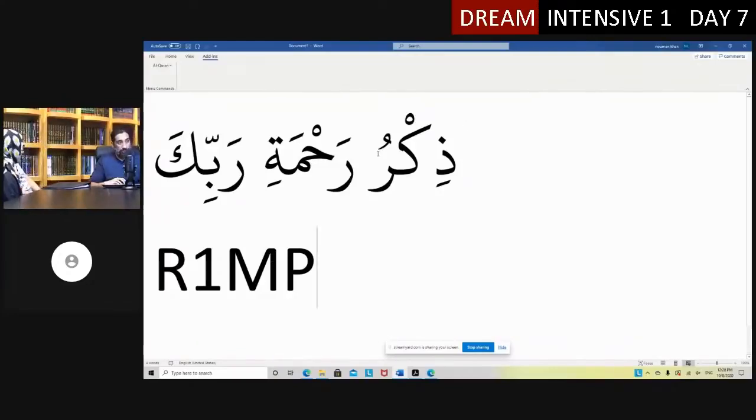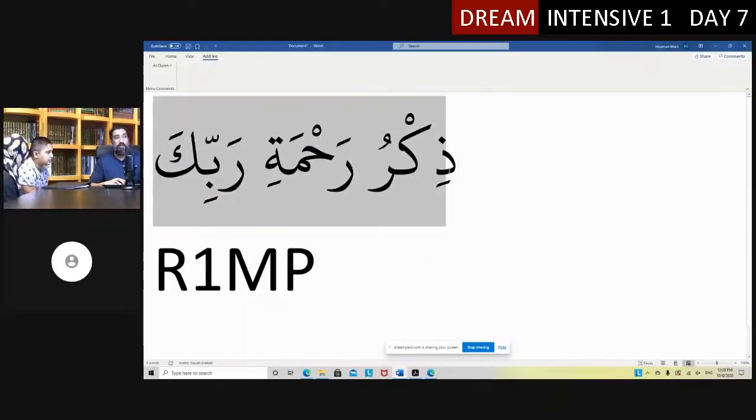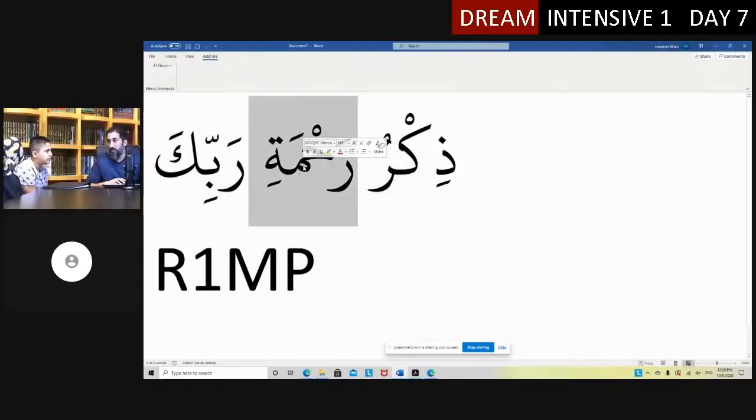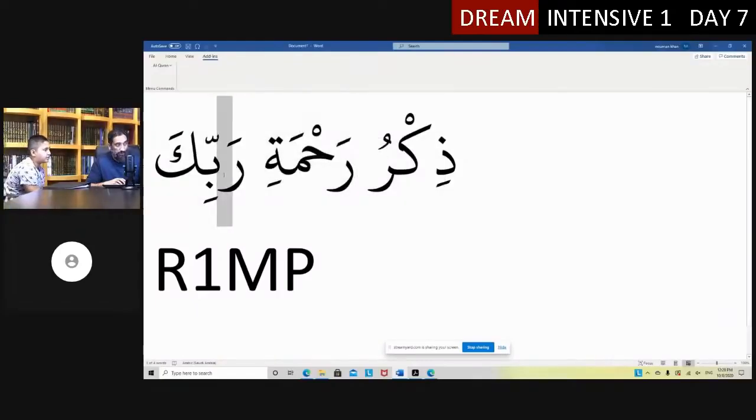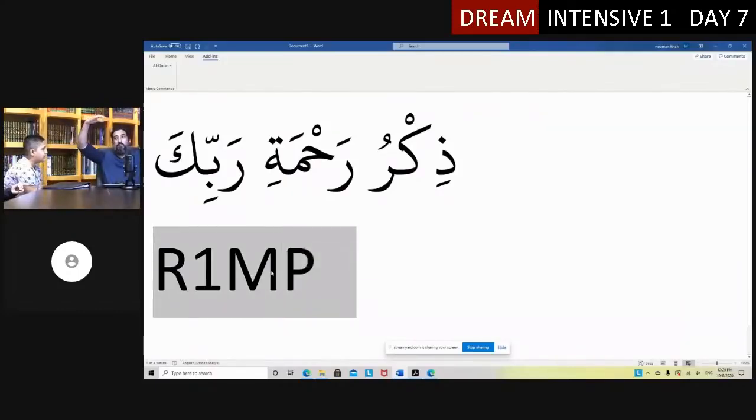And since you figured this out, this rafa' one singular, rafa' one masculine proper speaks for the entire thing, even though there's a feminine in between, even though there's jar in between. This rafa' one MP speaks for the entire thing. If you put parentheses around it, this is what it's represented by.